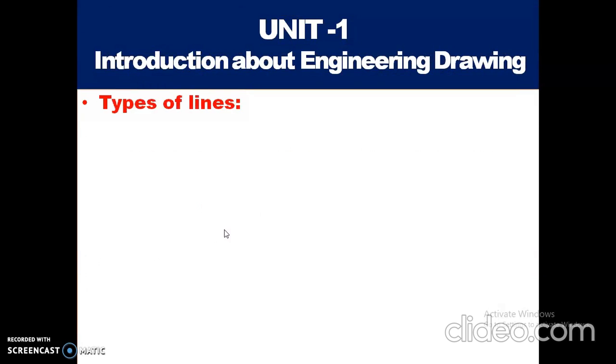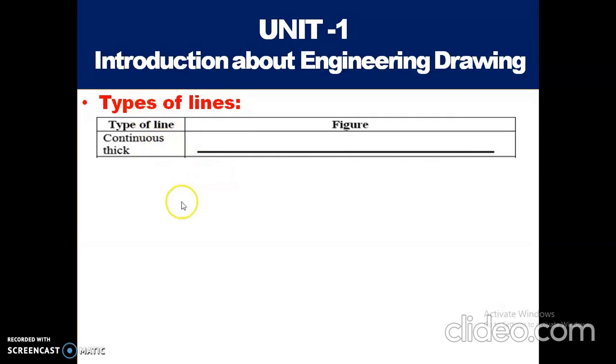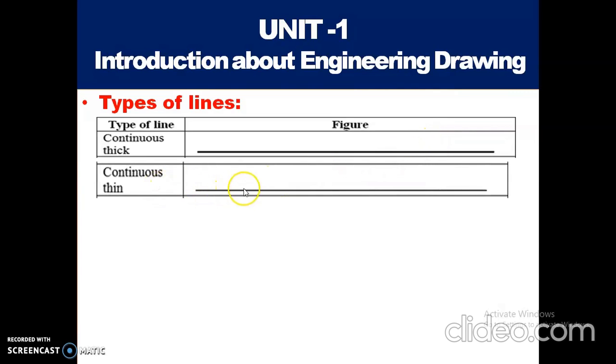First one is continuous thick line. See here, this is a continuous thick line representation. And the second one is continuous thin line. This is a continuous thin line representation. Now we are seeing this line as thick, but this is not a thick line. This is a thin line. Consider this line as a thin line. So this is a representation of continuous thin line.